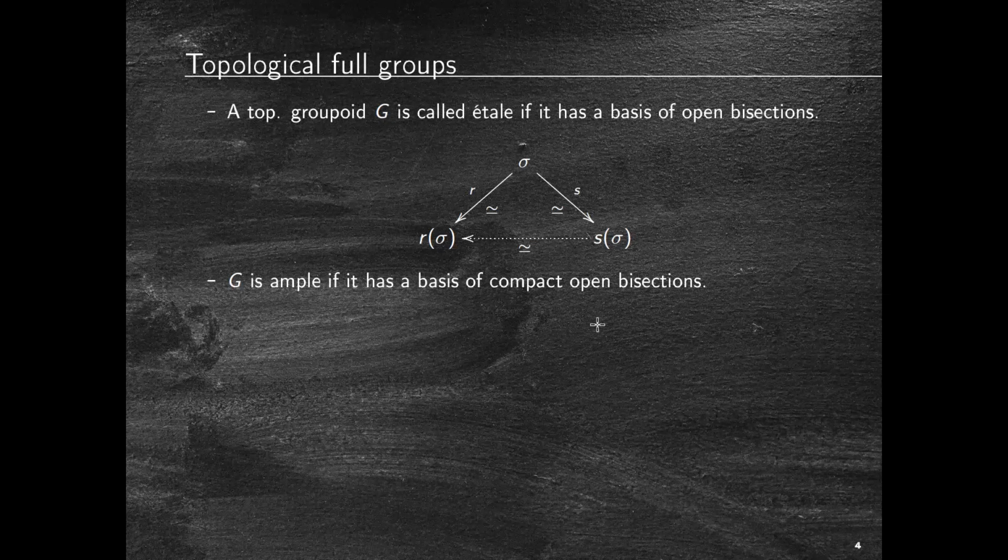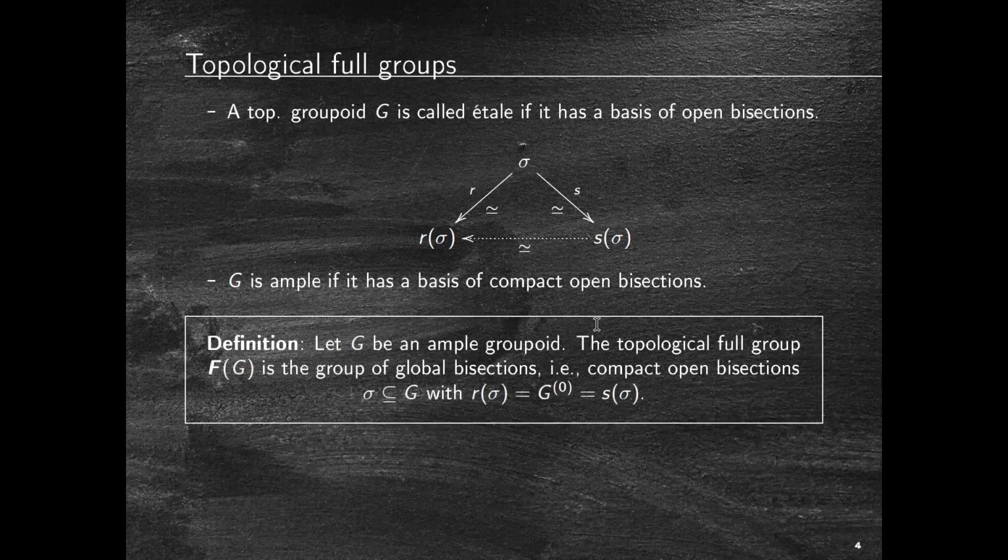Okay, so now the definition. So you take one of these ample groupoids, you have lots of compact open bisections. And then the topological full group is defined to be the group of global bisections. So you look at compact open bisections, as in this picture, but you require that both the source and the range are equal to the whole unit space, so are as big as they can be.